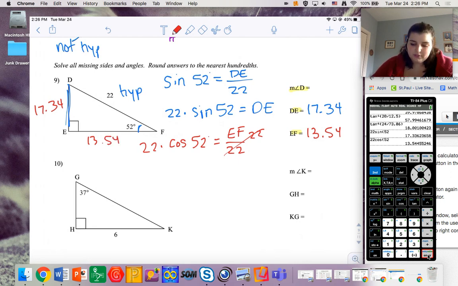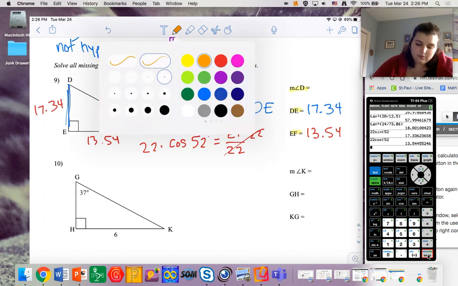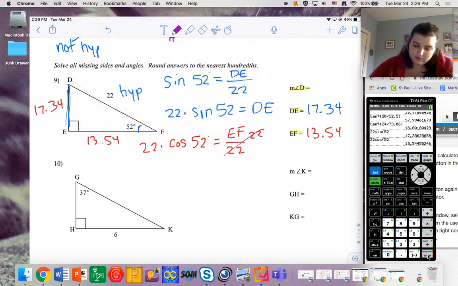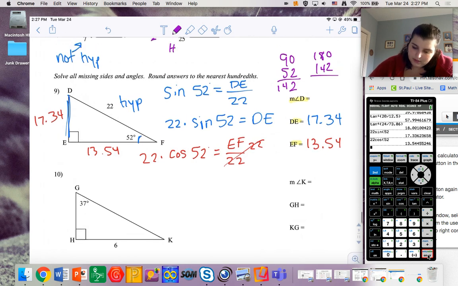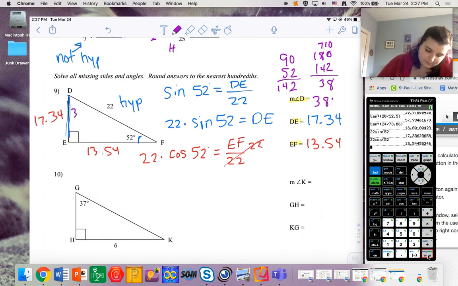And for the other angle measure, remember that angles in a triangle add up to 180 degrees. So I'm going to add up the 90 and the 52 and then subtract it from 180. I'm writing out the work rather than just doing it on the calculator so I can remember what I did. So taking that away, 8, 3, so this is 38 degrees.